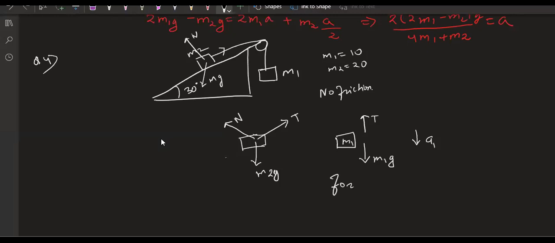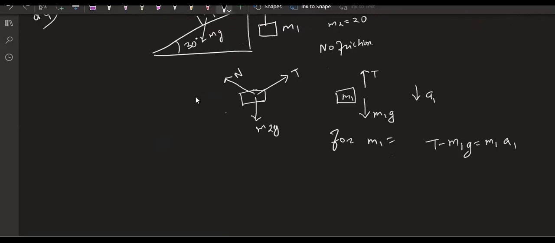For m1, that is equal to m1g minus... I don't know whether m2 is more, so I'll just assume that m2 will go down and m1 will go up. So I'll write like this: T minus m1g is equal to m1a1, yes or no, for mass m1. Now for mass m2, mass m2 is not in one axis, that's a concept.